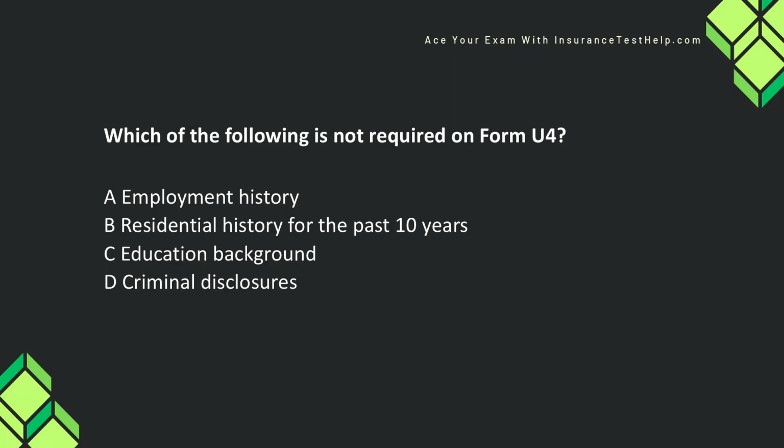Which of the following is not required on Form U4? A, employment history. B, residential history for the past 10 years. C, education background, or D, criminal disclosures. You better know all the things that your U4 and U5 do. Those are really critical. If you don't know, go back and do some reading because it's really important. There'll be more questions on the U4 and U5 than you would expect.